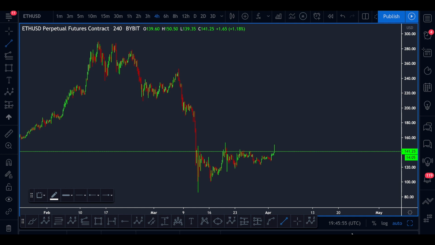It's a Thursday, I think. Yeah, it's a Thursday. And we have Ethereum over USD on a 4-hour chart on Bybit.